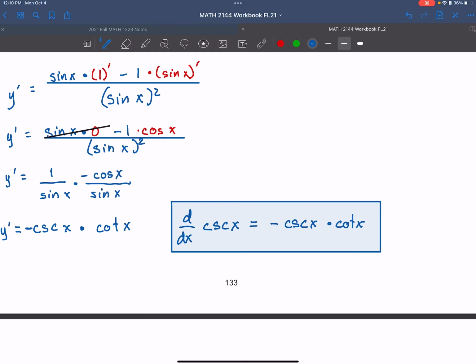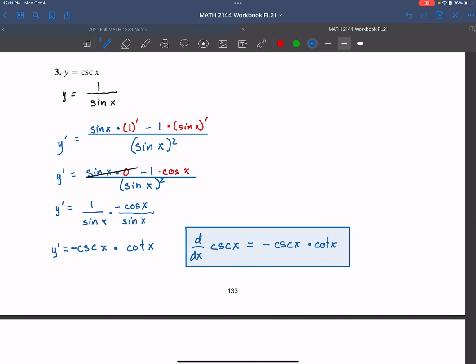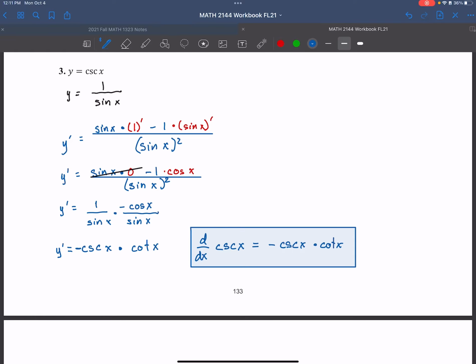Let me see. Anything else I wanted to say on that one? Nope, not yet. All right, any questions on number 3? So again, I'd recommend memorizing that rule instead of having to go through the derivation each time. But of course, if you forget, you could go ahead and work through the quotient rule without much difficulty. It's a little long-winded, but not too bad.